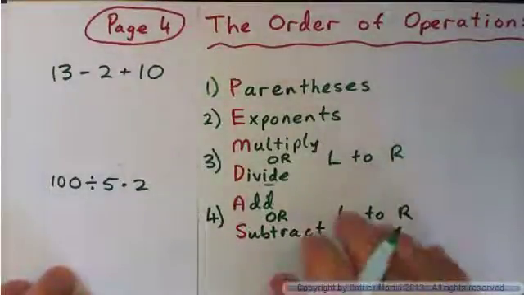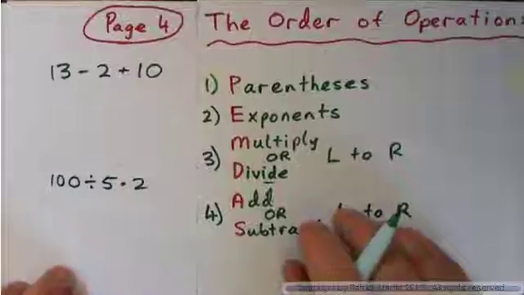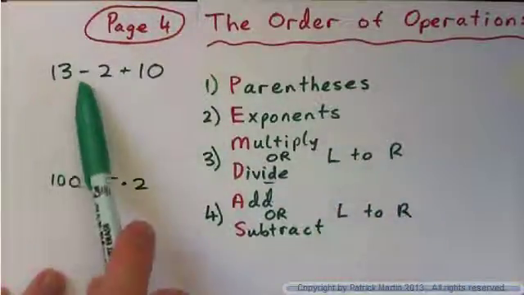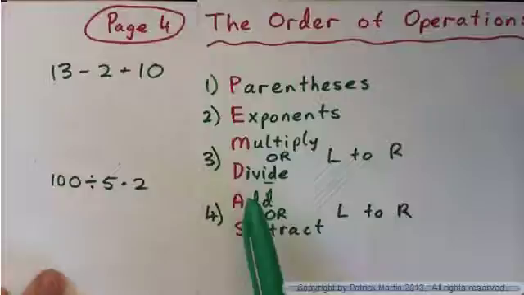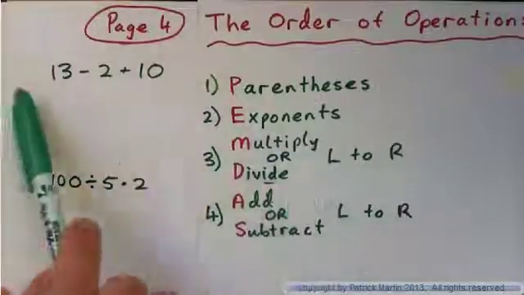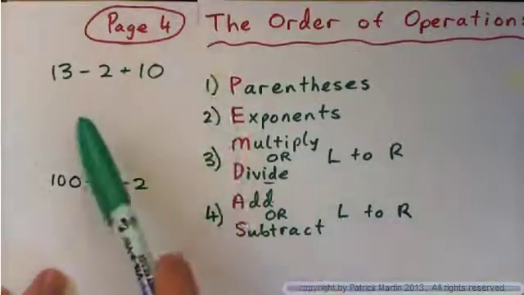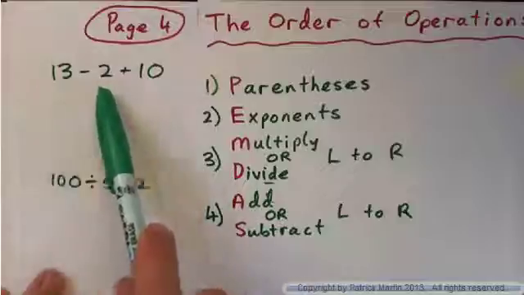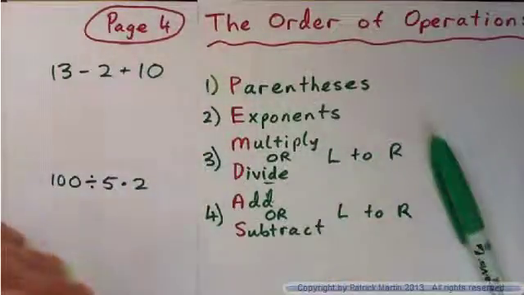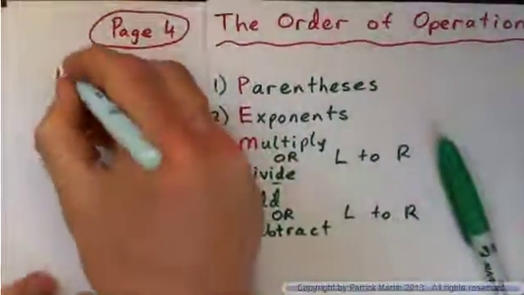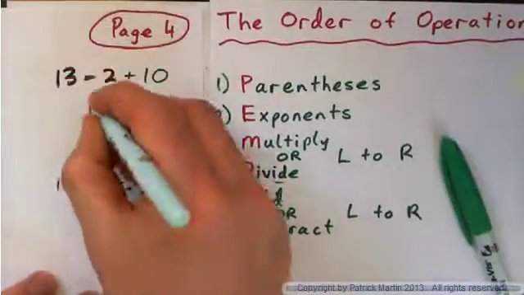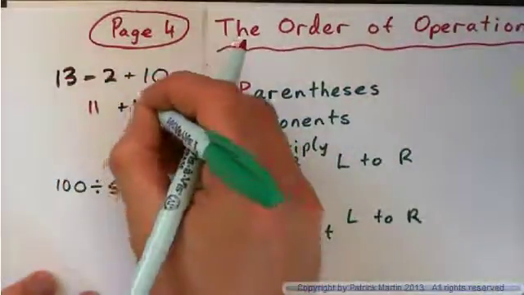Okay, I hope you've pressed pause and tried it. I'm going to go over it now. On this first example, we have a subtraction and an addition. They're the same level of importance. We're supposed to go from left to right and add or subtract whichever we see first. Now the first operation we see is subtraction. So we do that first. 13 minus 2 gives 11. Then we add on 10 and we get 21.